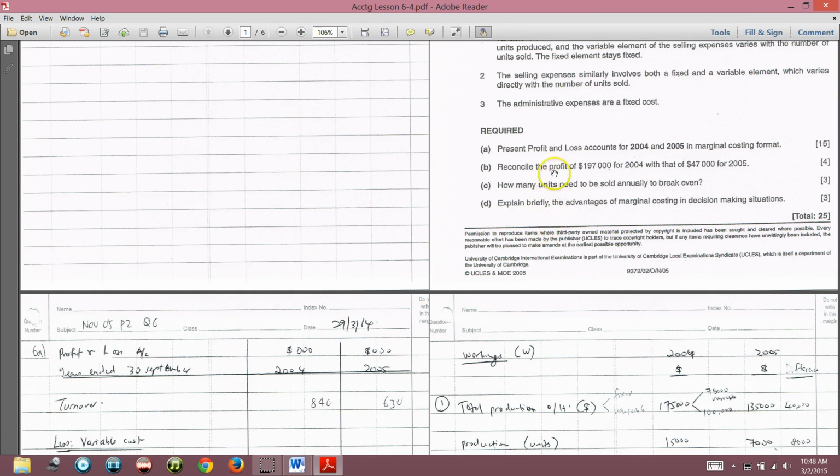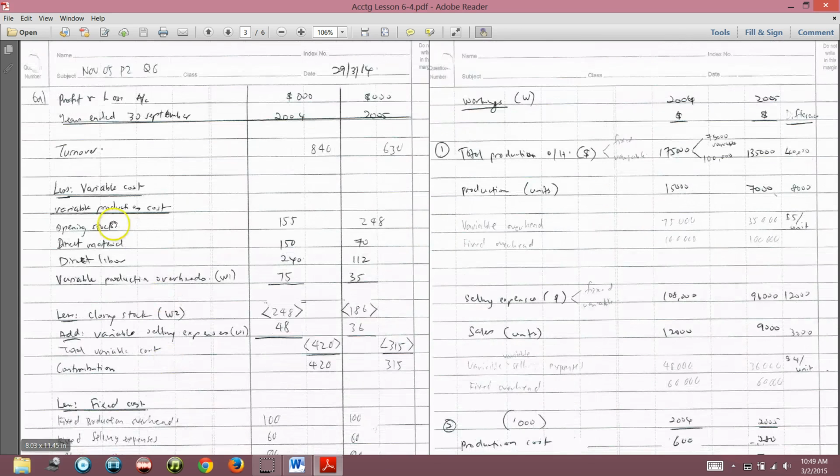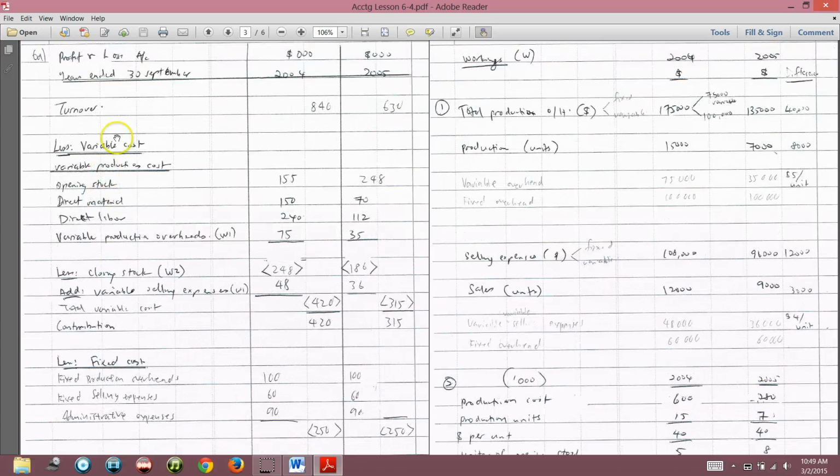So I have to present this profit and loss account in a marginal costing format. Okay, so that means in marginal costing format, you will have a turnover less. Okay, this is the fundamental format for marginal costing format.